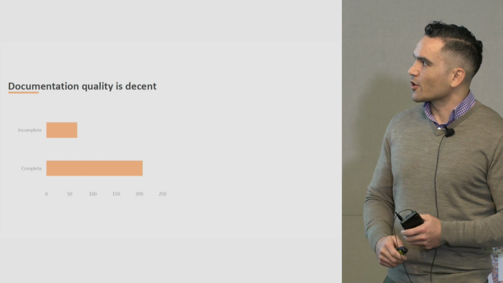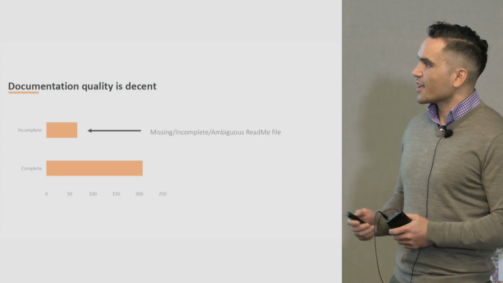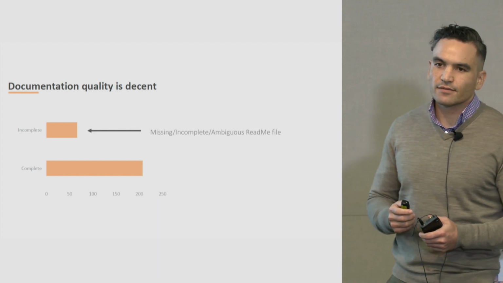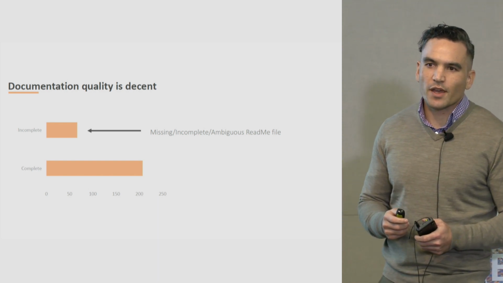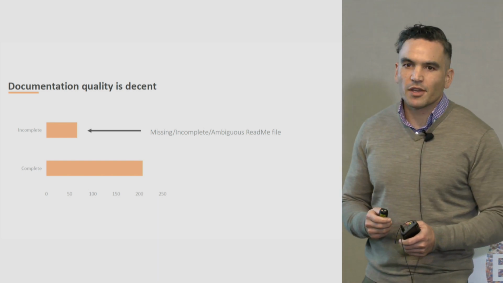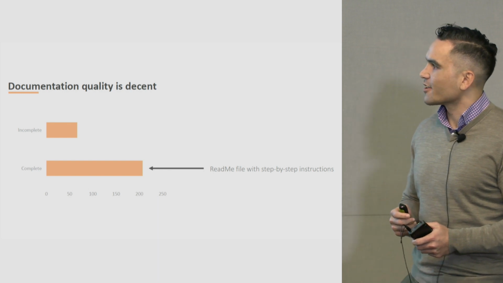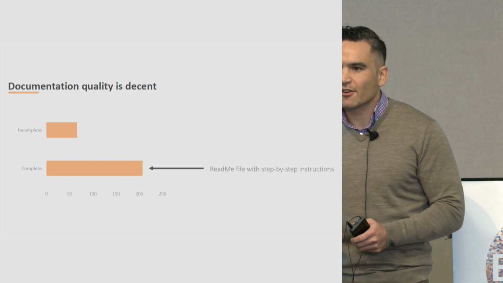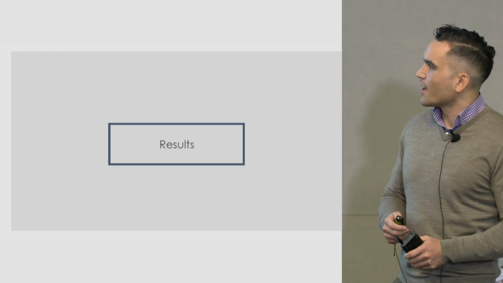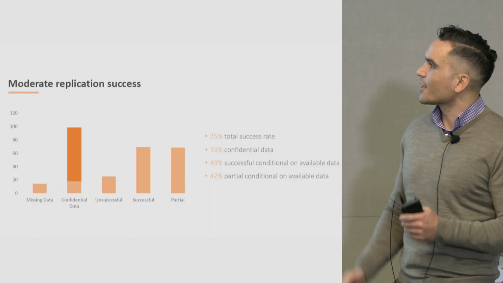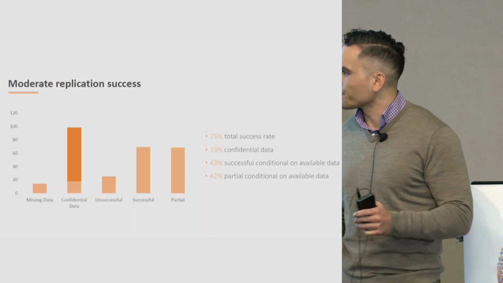So in terms of documentation quality, it was pretty good. Only a few were missing README files, or they were so ambiguous as to not be very helpful. But most of them actually came with step-by-step instructions of how to run the code, so it was good. And now turning to our results, these are our main results.